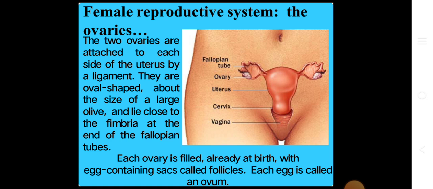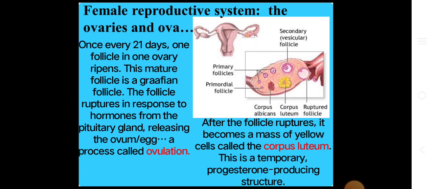The ovaries. The two ovaries are attached to each side of the uterus by a ligament. They are oval-shaped, about the size of a large olive, and lie close to the fimbriae at the end of the fallopian tubes. Each ovary is filled already at birth with egg-containing sacs called follicles. Each egg is called an ovum.